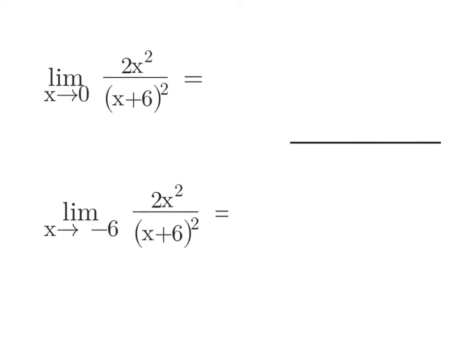So let's take a look at a function that's got a couple of squares in it. 2x squared over x plus 6 squared. If we're going to take a look at its sine chart, we have two most important numbers now. One of them is 0, and the other one's going to be negative 6. Negative 6 is important because it makes the denominator equal to 0. So we're going to have a vertical asymptote there. And 0 is important because it makes the numerator 0, so the entire fraction would be 0.